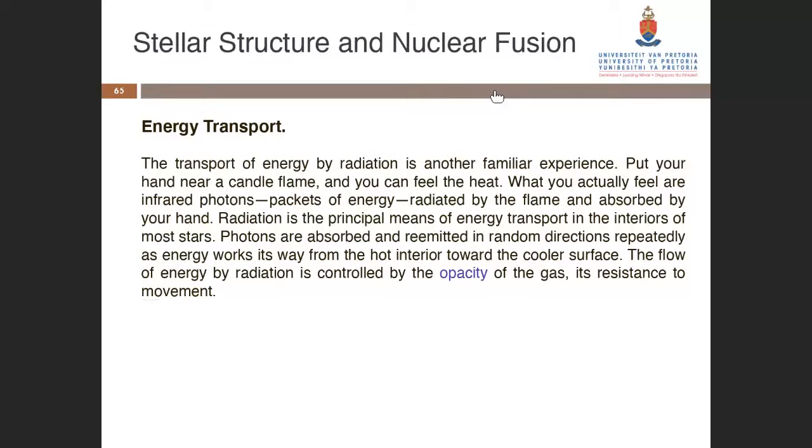The transport of energy by radiation is another familiar experience. Put your hand near a candle flame and you can feel the heat. What you actually feel are infrared photons, packets of energy radiated by the flame and absorbed by your hand. Radiation is the principal means of energy transport in the interiors of most stars. Photons are absorbed and re-emitted in random directions repeatedly as energy works its way from the hot interior toward a cooler surface. The flow of energy by radiation is controlled by the opacity of the gas, its resistance to movement.